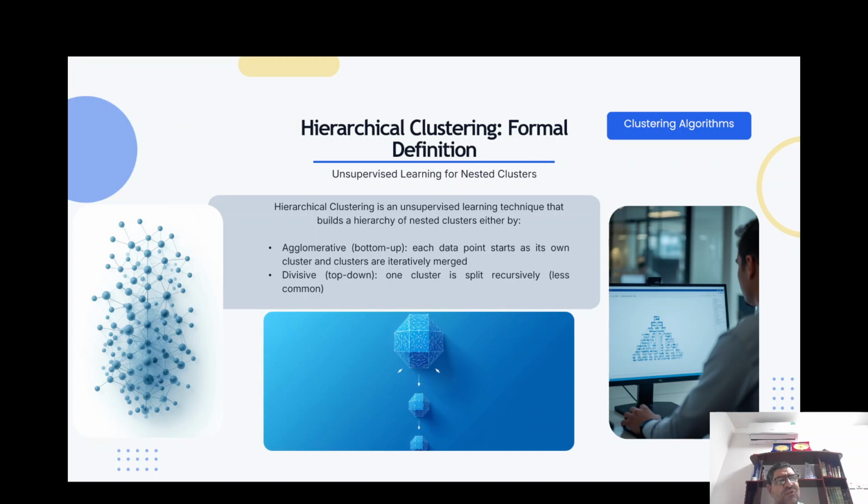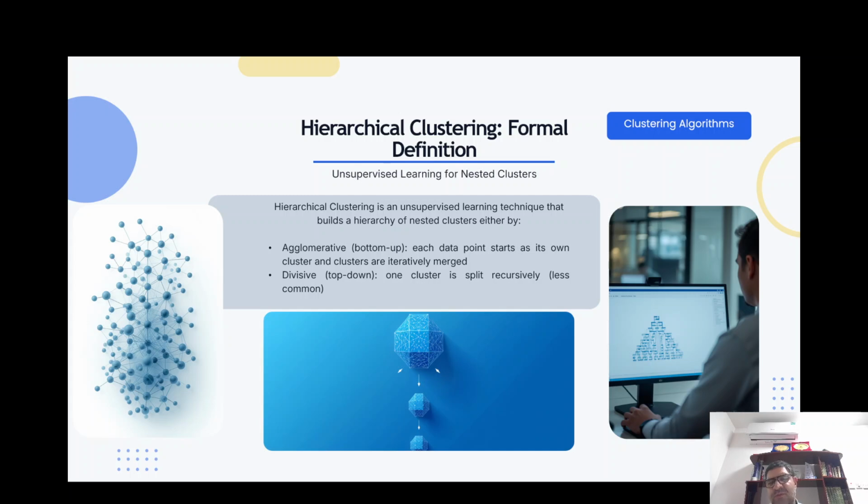Hierarchical clustering is an unsupervised learning technique that builds a hierarchy of nested clusters. So nested means one cluster inside another, a cluster inside a cluster inside a cluster. That's a nested cluster, like a nested for loop, for example. It will be easier for somebody in the related field, because basic programming things will be known to you. So nested clustering is a cluster inside a cluster.